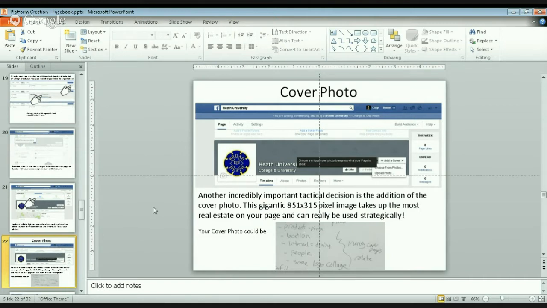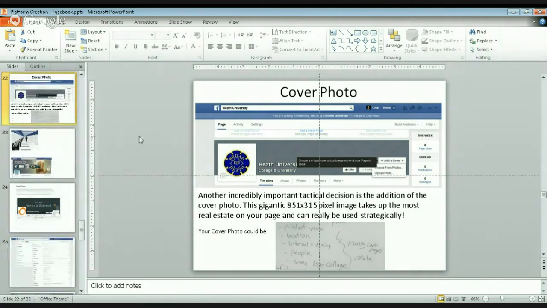And so you could put your product on there. You could put a picture of your location if you're a restaurant. You could put people using your product or eating. You could use some kind of collage of various pictures. It can be seasonal. And then the other aspect is, how often do you keep this particular photo?